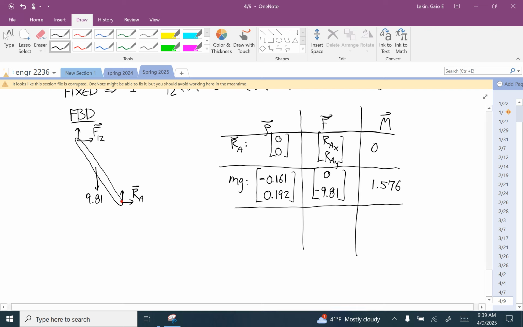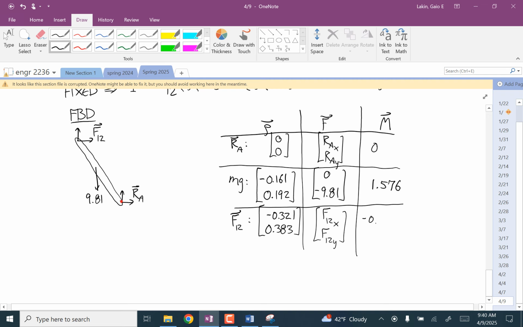And then the last one is the force F12. The rho vector is negative 0.321, positive 0.383. The force is F12x, F12y. The cross product is negative 0.321 F12y minus 0.383 F12x.